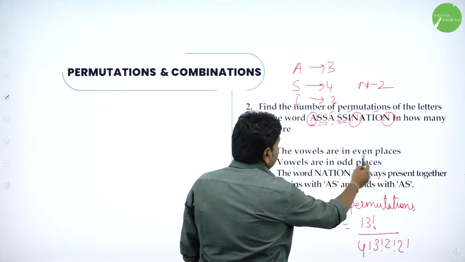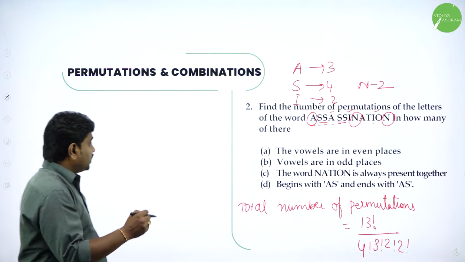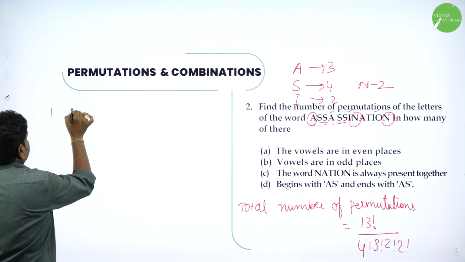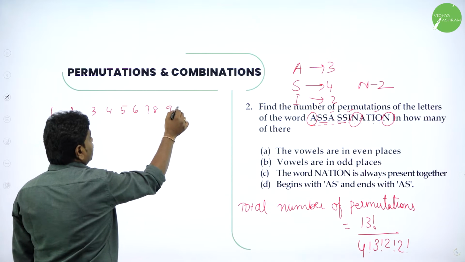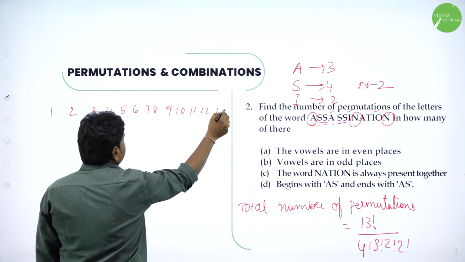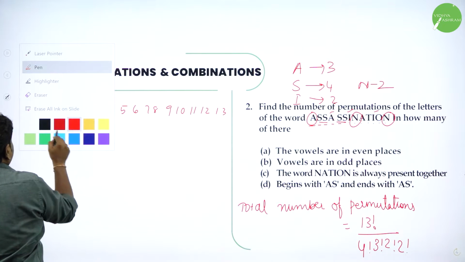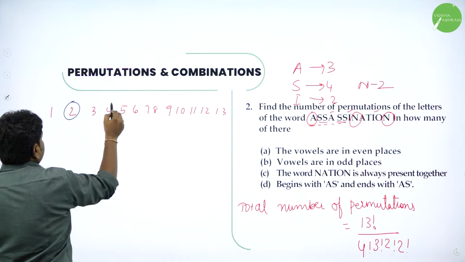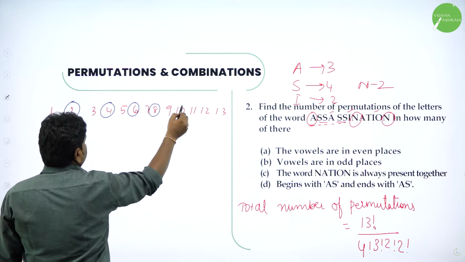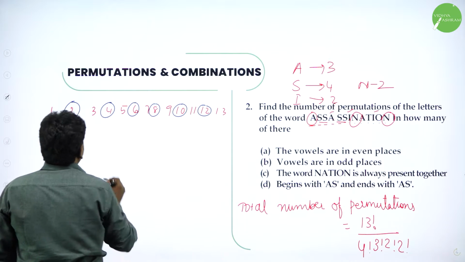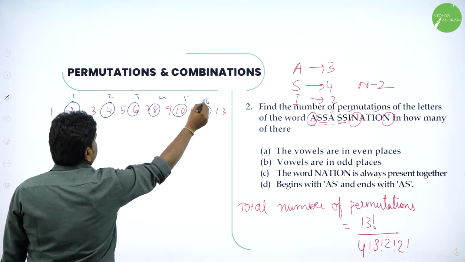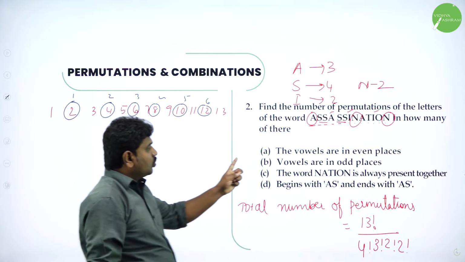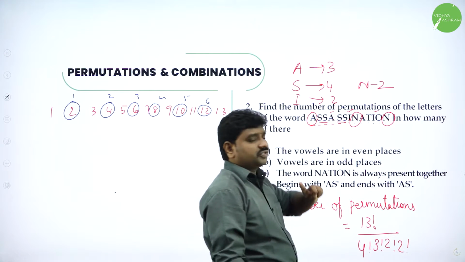And vowels are in even places. See, in 13 letters, we'll have 13 places: 1, 2, 3, 4, 5, 6, 7, 8, 9, 10, 11, 12, 13. In 13 places, we have even places: 2, 4, 6, 8, 10, 12. So we'll have 6 even places. So they told us vowels are in even places.